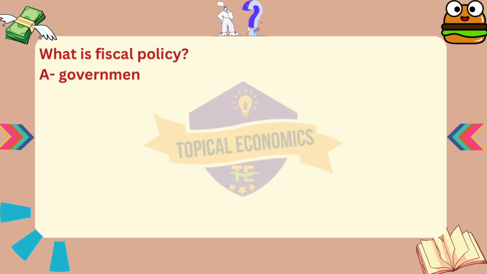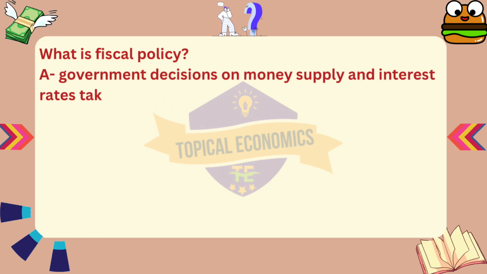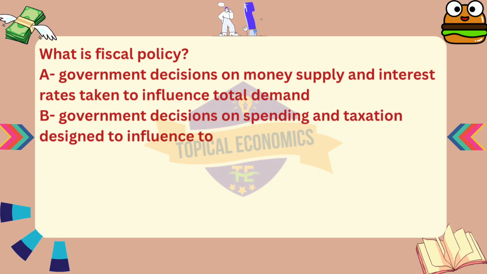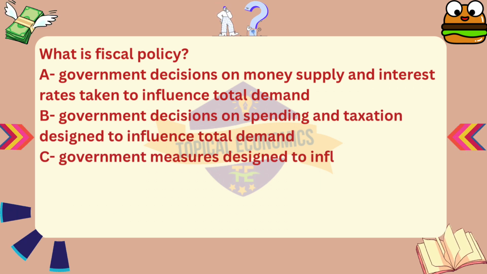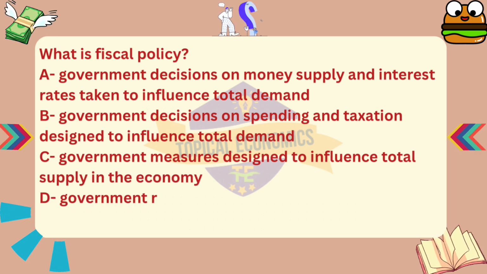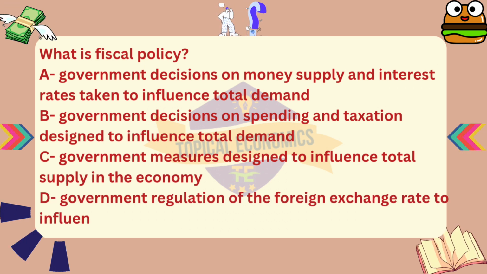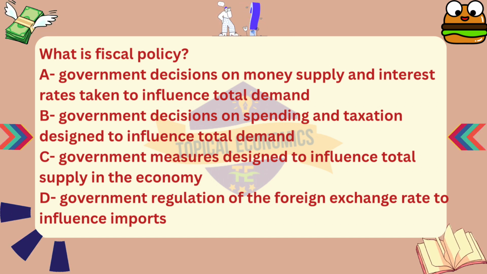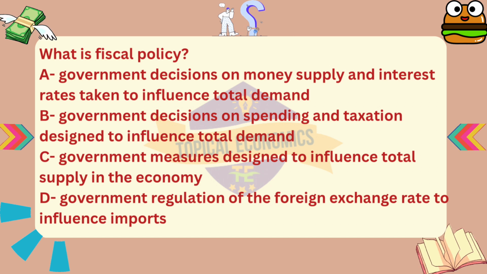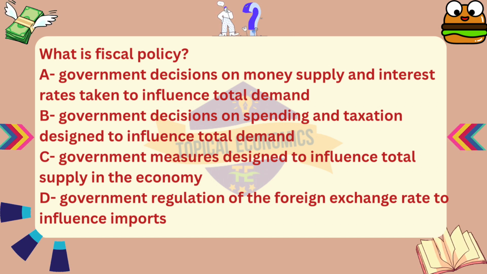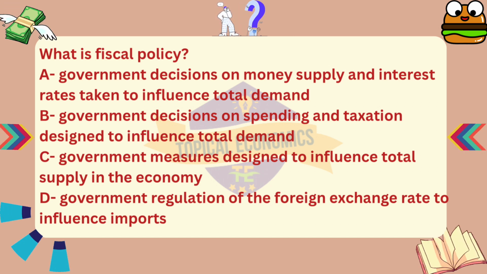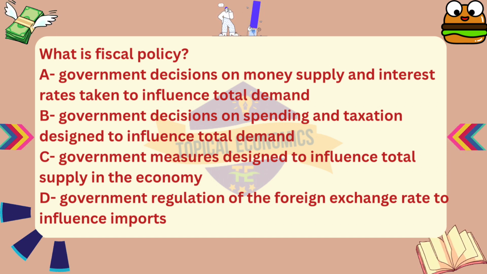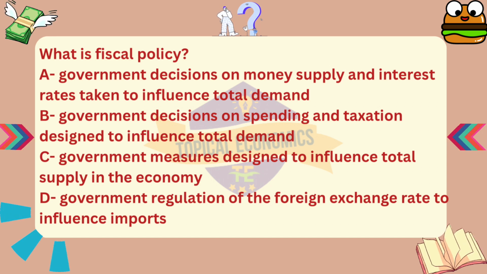Moving to question 5. What is fiscal policy? A. Government decisions on money supply and interest rates taken to influence total demand. B. Government decisions on spending and taxation designed to influence total demand. C. Government measures designed to influence total supply in the economy. D. Government regulation of the foreign exchange rate to influence imports. Reference: 2021 May-June version 3. The correct answer for this question is B. Government decisions on spending and taxation designed to influence total demand.